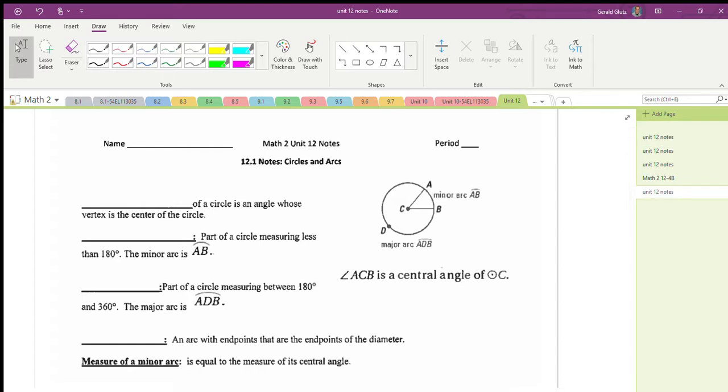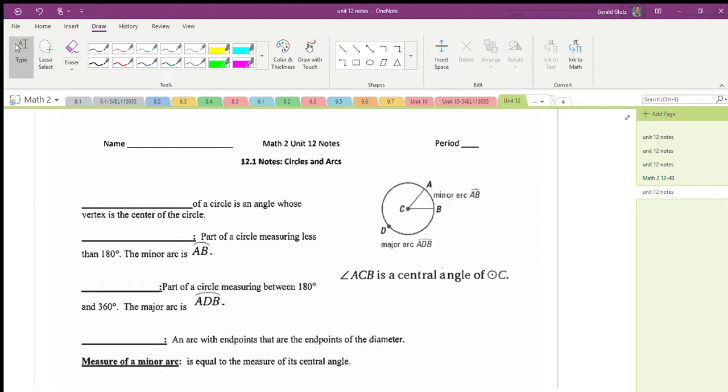All right, so this first section of Unit 12 is going to be all about an introduction to circles and arcs of circles. So today we're going to be talking about a central angle in a circle and the arc length that corresponds with that central angle.